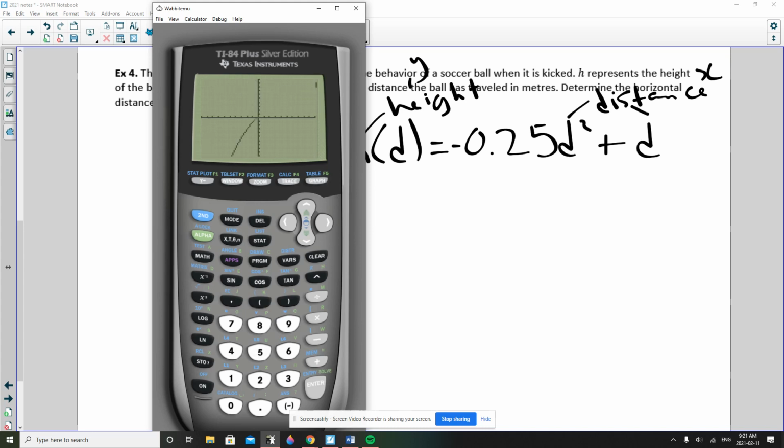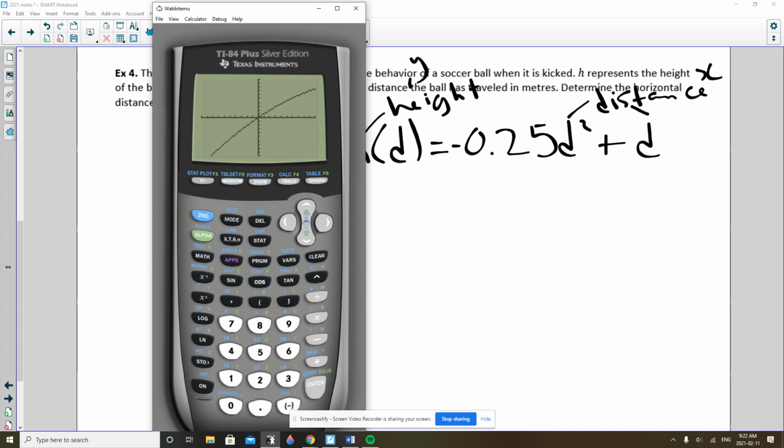So if I graph that, that doesn't seem right. Oh, I missed a 0. All right, negative 0.025 x squared plus x. There we go. So I graph that, and I can see it kind of goes over to the right there. Now, I could zoom out here. The problem is if I zoom out, I end up with a really gross graph.